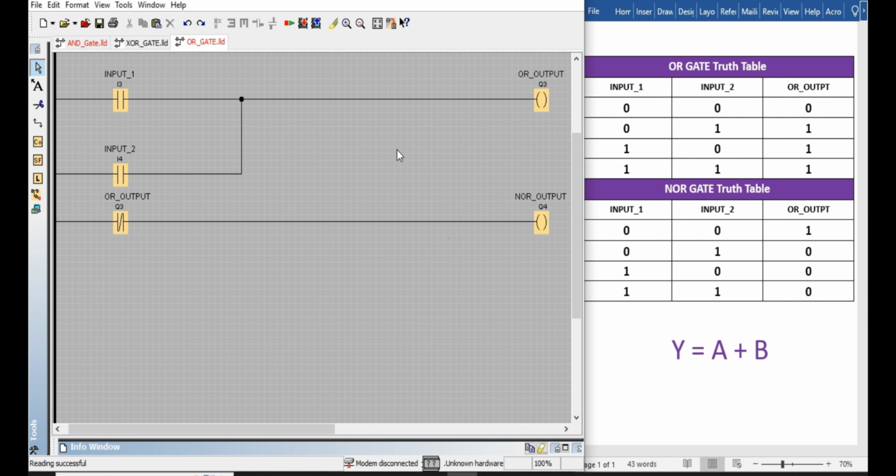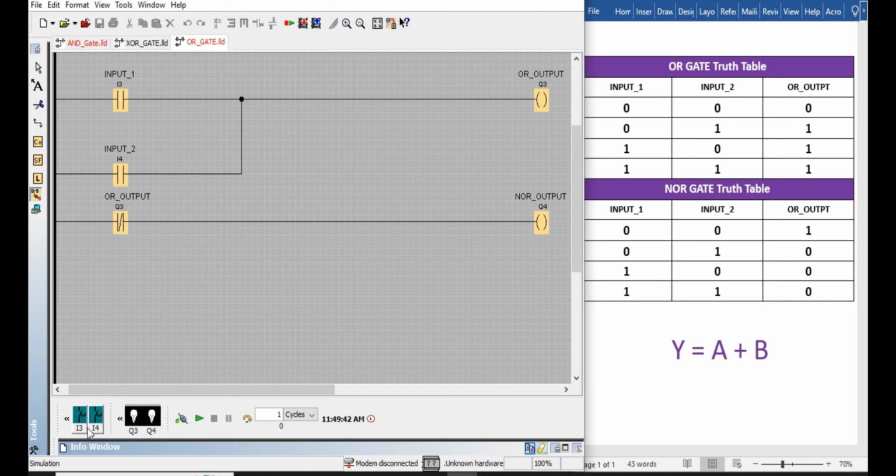Now we will run the simulation and justify the inputs and outputs of OR gate in truth table one by one. In this simulation, we have two contacts I3 and I4 that are labeled as input 1 and input 2. And two outputs are there, one is Q3 and other one is Q4. This bottom branch is used for NOR gate. Right now we will skip it and we will focus only on I3, I4 and Q3. So our focused contacts are I3, I4 and Q3. We will start from here and justify all the outputs one by one.